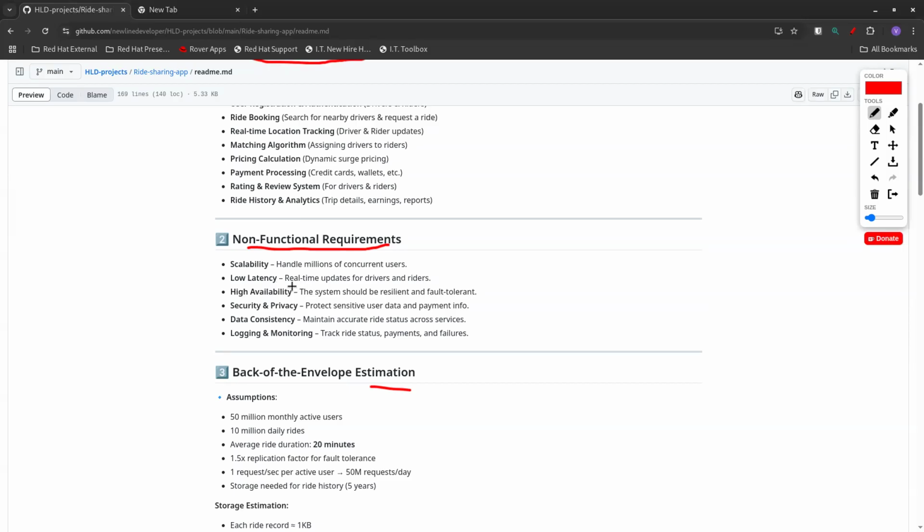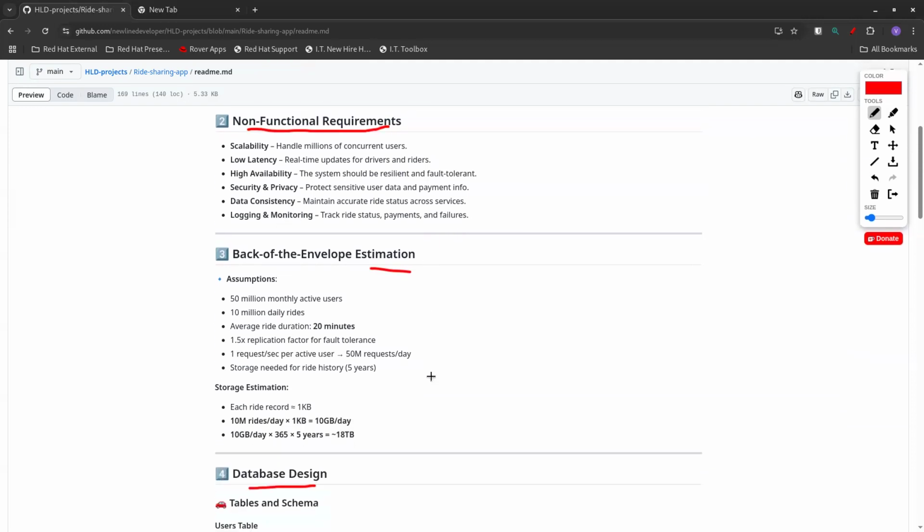Okay, and then the system should be highly available. The system should not go down at any time at any cost. The system should be resilient and fault tolerant. Okay, and highly secure, and the data of the user should be highly protected. Okay, and then data consistency, maintaining accurate ride status across the services. Okay, and then logging and monitoring service also will help us track ride status and payment, whether it's a success or failure, everything we can keep track of. So these are the non-functional requirements we need.